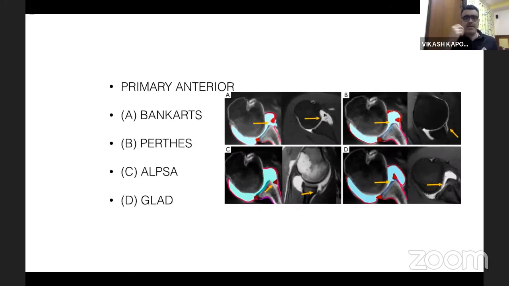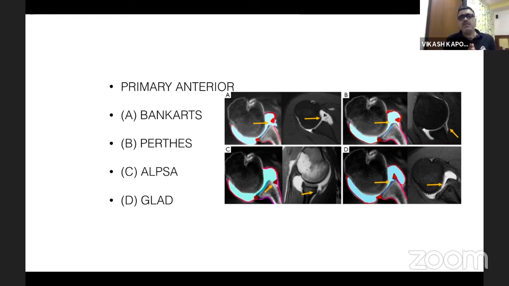Anteriorly, primarily, we have four different types of instability lesions which are seen in an MRI. The first one, of course, is the Bankart's lesion, which we all know, the anterior inferior labral pathology, which leads to shoulder instability. The Perthes lesion is a lesion where you have a Bankart's associated with a bit of periosteal sleeve which goes up, but technically the anterior glenoid labrum remains close to or at the edge of the glenoid. It looks quite innocuous while operating and can be missed also. But this is an important lesion, causing painful anterior instability of the shoulder.